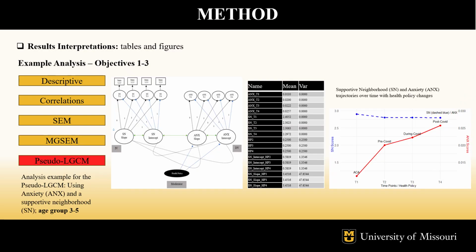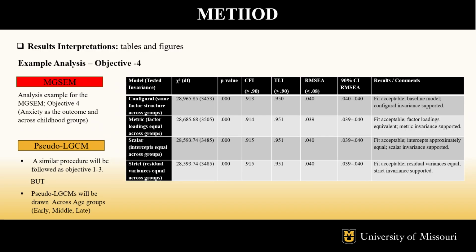This slide provides an example for the pseudo latent growth curve model that I will be using, and the figures for other analyses will be similar to this. Specifically, this figure shows the actual analysis for the 3 to 5 age group examining the relationship between safe neighborhood and early childhood anxiety. This is an example for multiple group structural equation modeling in the fourth objective, and pseudo latent growth curve models will be done for each significant variable across age groups.